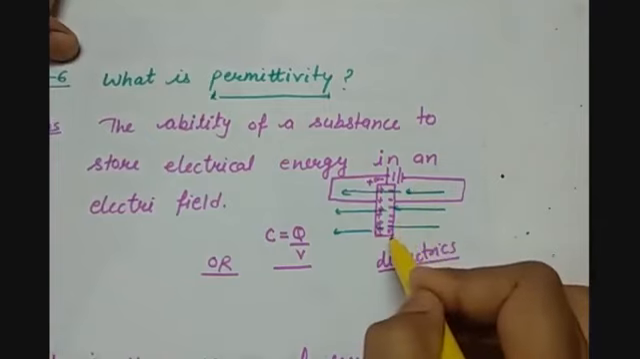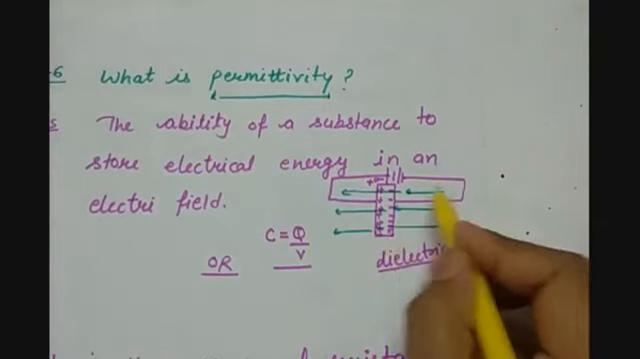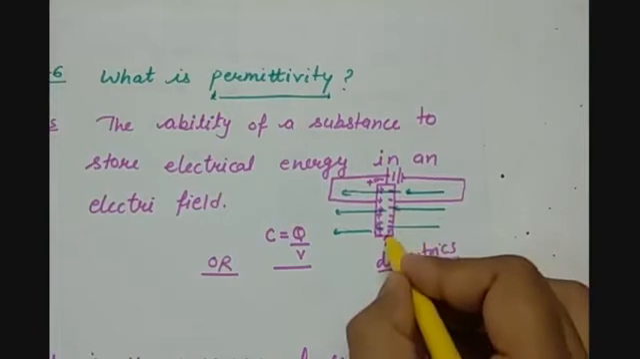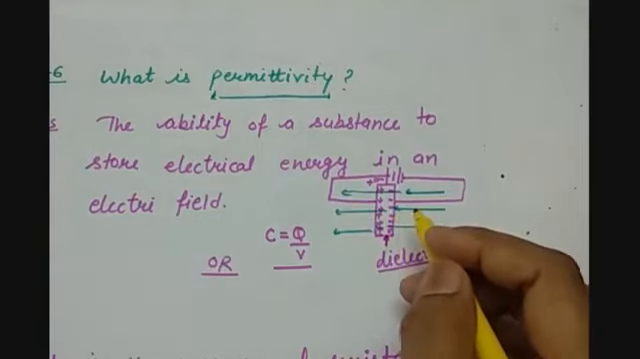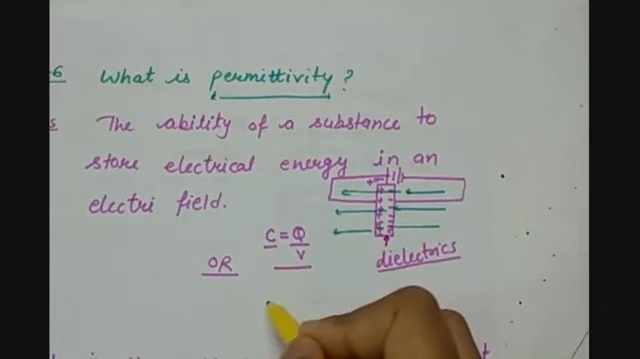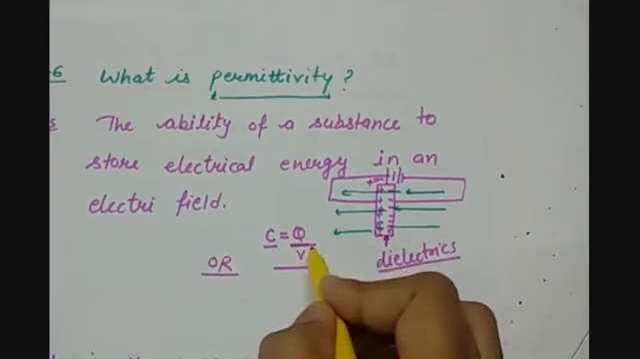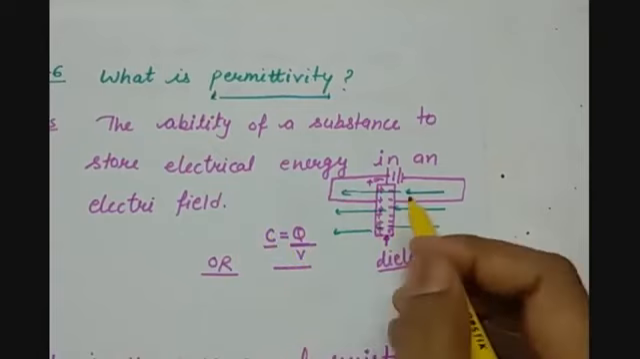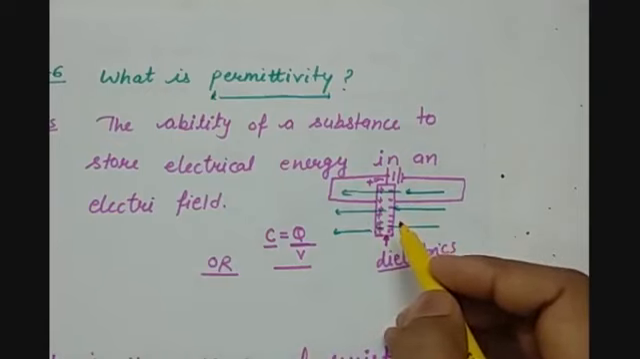So the ability of a substance to store electrical energy in the electric field, when the electric field is allowed to pass through this material, then the charge separation or charge accumulation on the surface occurs, and this is known as the capacitance of the substance, denoted by C. So when potential difference V volt is applied and Q charge is stored in the material, it is called the capacitance of the substance. So permittivity is the allowance of the electric field lines through a substance.